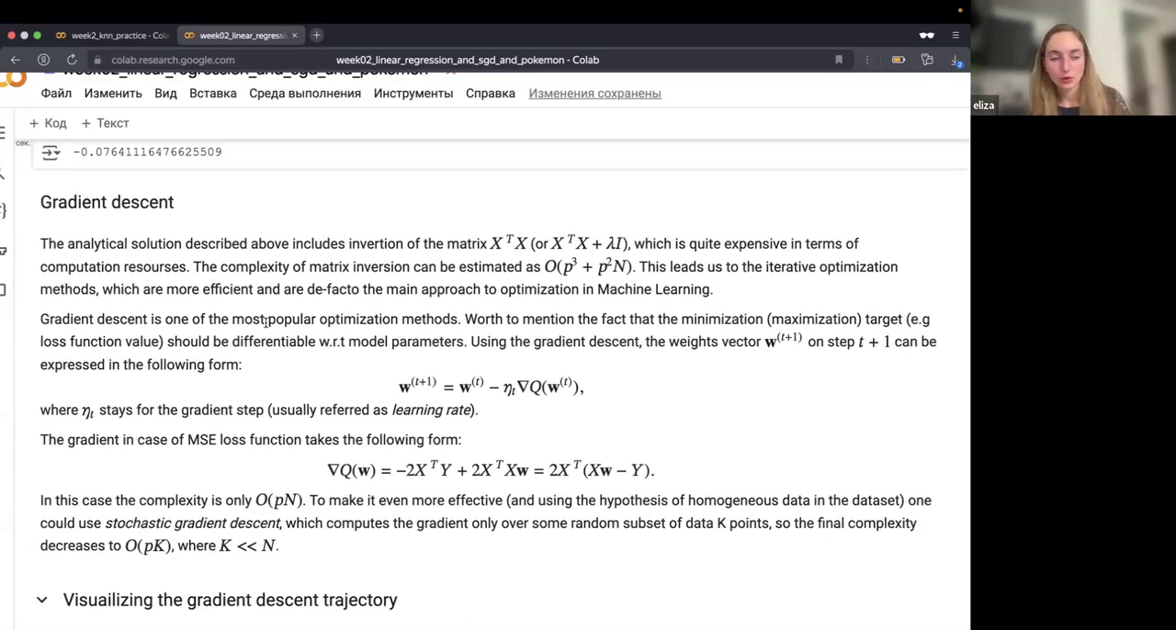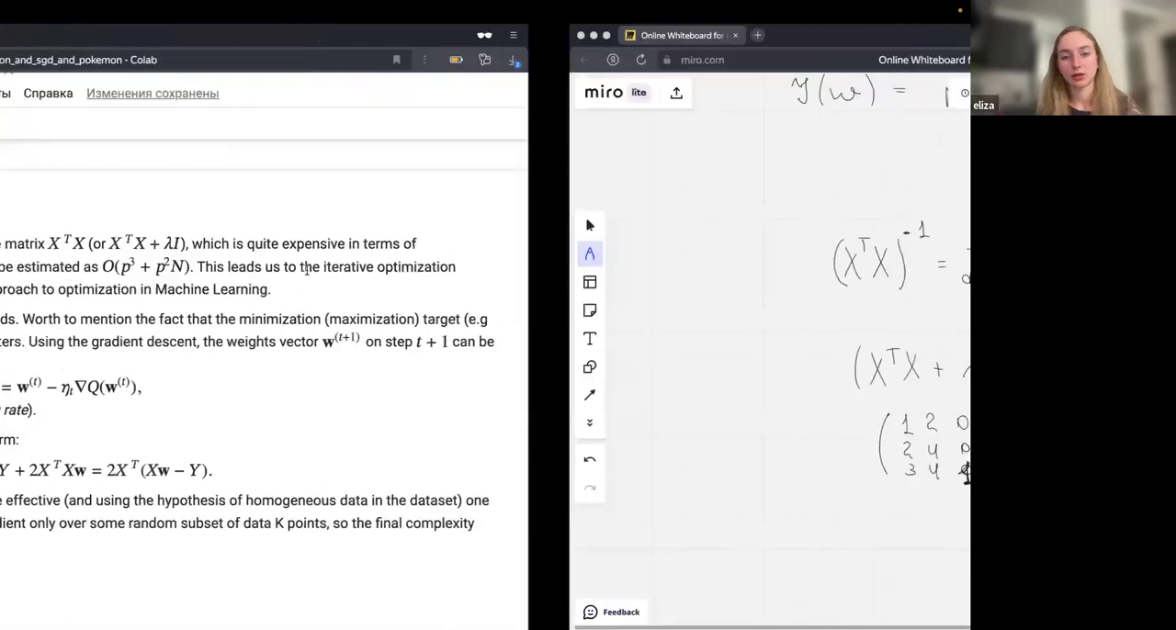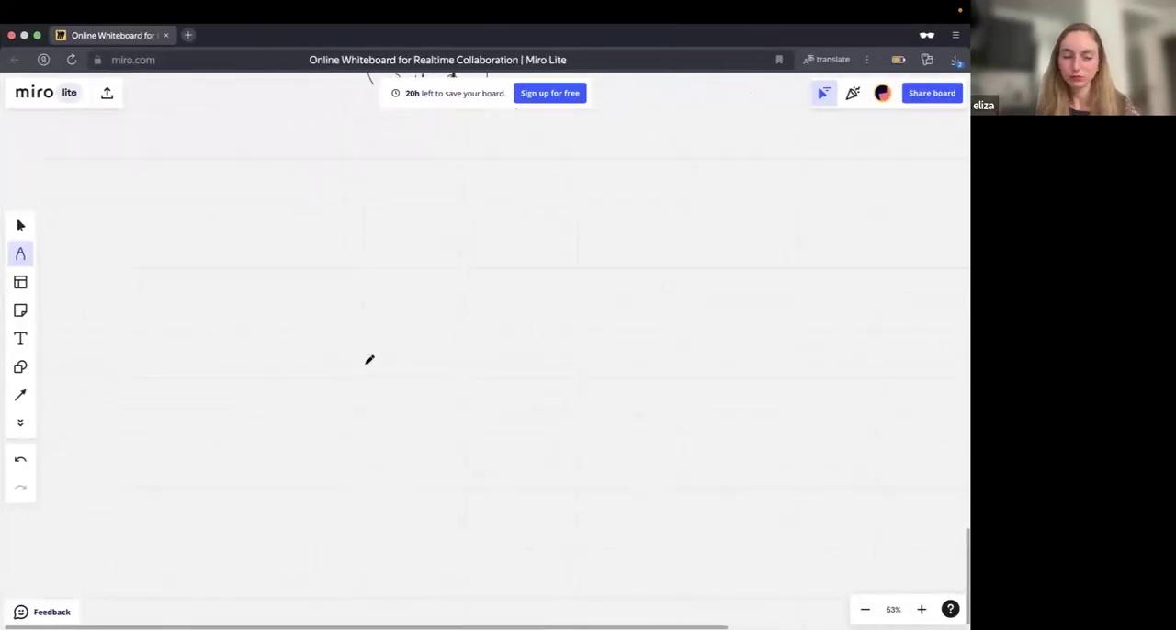Okay, now we can discuss the gradient descent method. Let's try to draw. We will consider a situation with a simple function, weight 0 plus weight 1 times x. Let's imagine that this is 0 and it's just a line from 0.